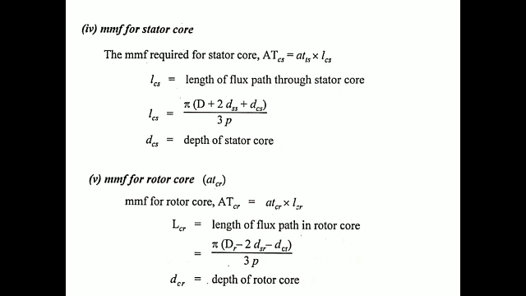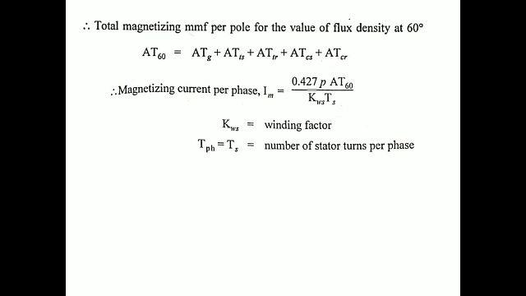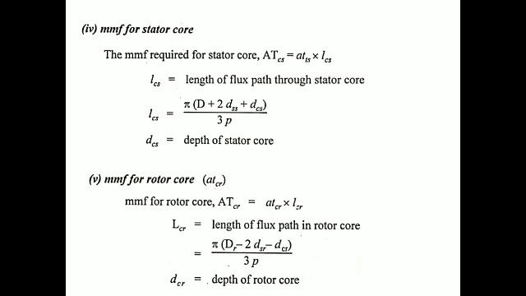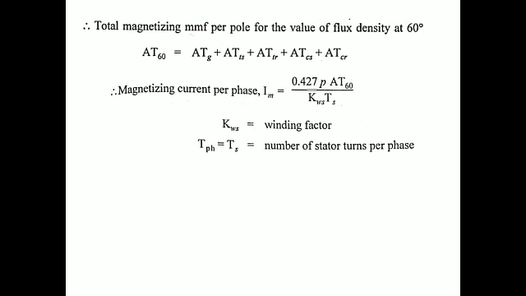People, listen here, just concentrate on the formulas. This is the simple one. To calculate the magnetizing current, we need to calculate the 5 mmf values. That 5 mmf is on this slide. See this content. This is nothing but the total mmf produced by the value of flux at 60 degrees, which is AT60. It is calculated from the 5 values of mmf.